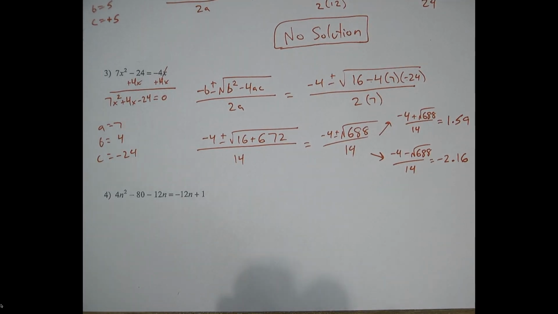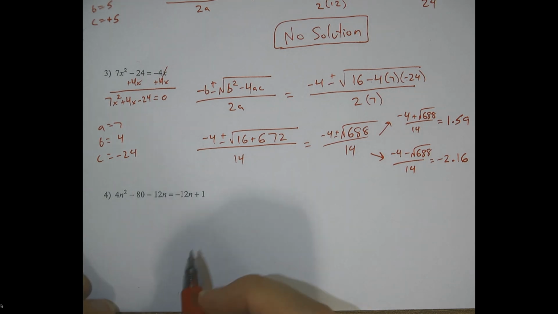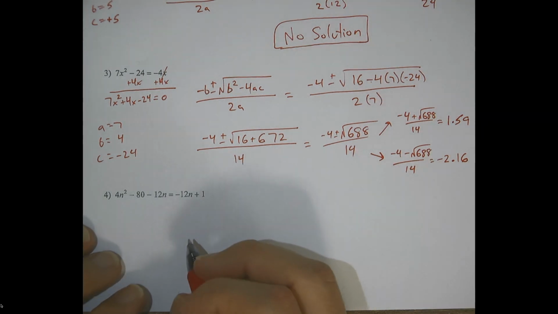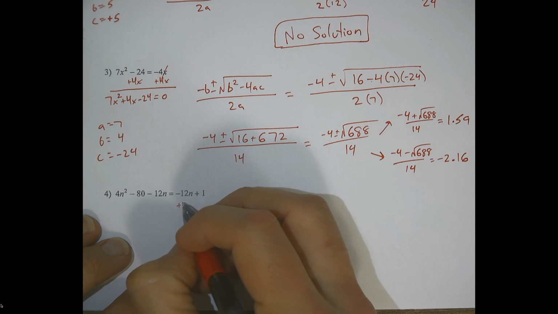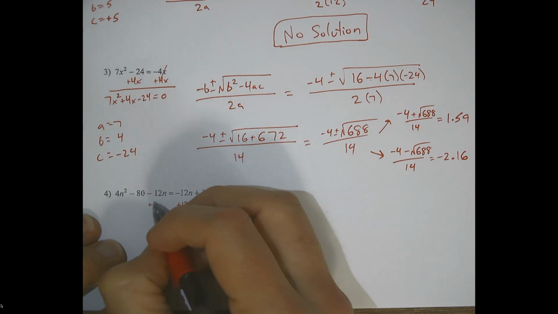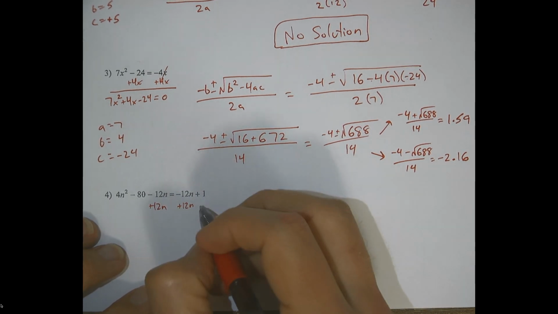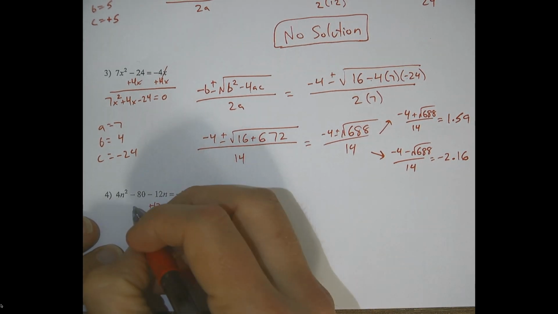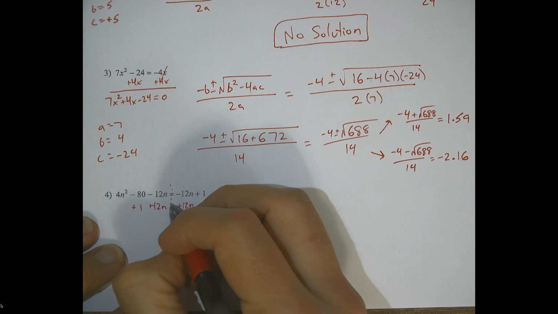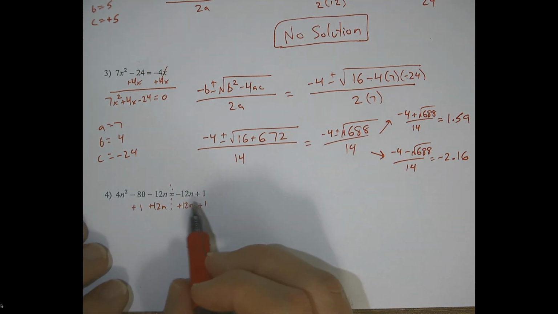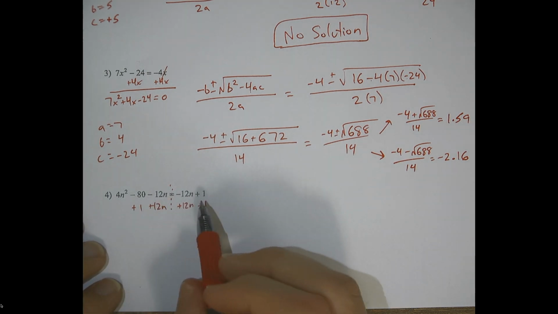Okay, and last one, number 4. We got a lot of rearranging to do here. We need all of this to get on the other side. So I'm going to add the 12n to both sides. And we're going to line it up directly underneath its like term, if it's possible. Plus 1, plus 1. Remember, it can't happen twice on the same side of the equal sign. That is our middle point. You can do it once on each side.